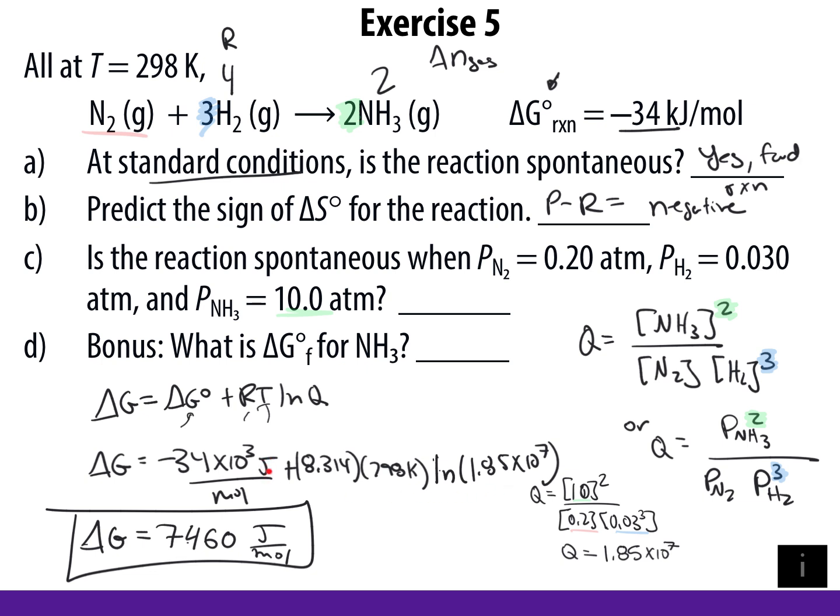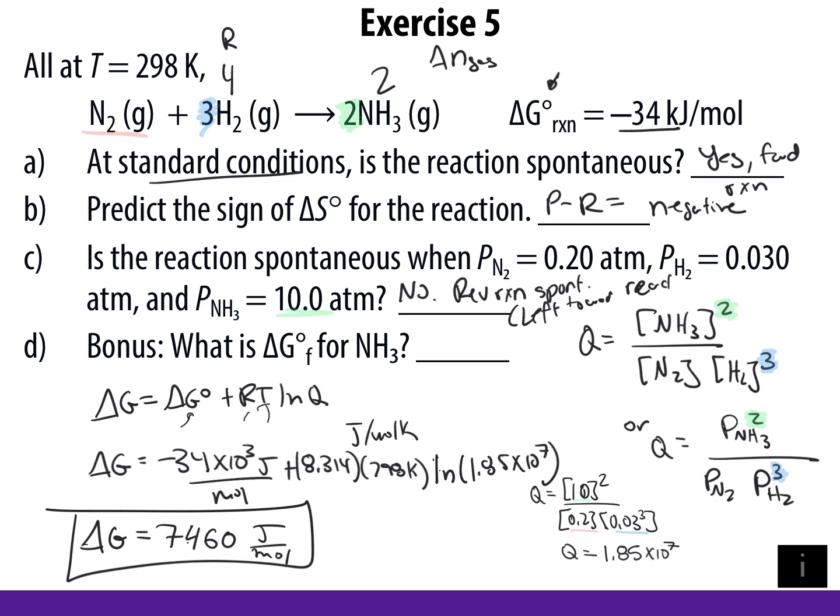Remember to use joules per mole here. We can do the same trick of replacing the prefix with the unit here, times 10 to the 3, to go from kilojoules to joules. That'll match our value of R, which is also in joules per mole Kelvin. Then for delta G, we get 7,460 joules per mole. Since that delta G is positive, the reaction is not spontaneous, and in fact, the reverse reaction is going to be spontaneous, right? That's the case where the reaction is going to go left towards reactants.